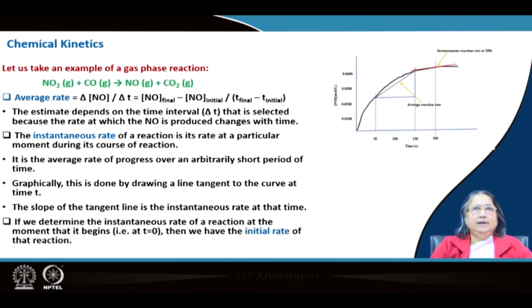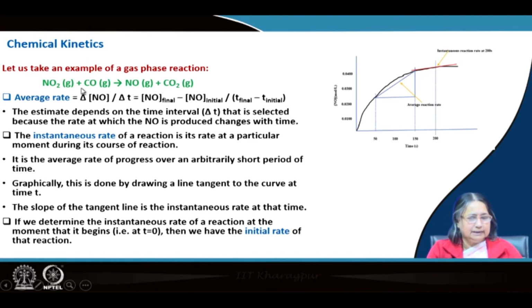Now, this is the average speed or average rate. It is easy to understand, but then what is the instantaneous rate? That is very important for kinetics.